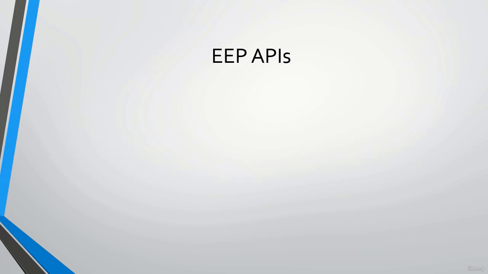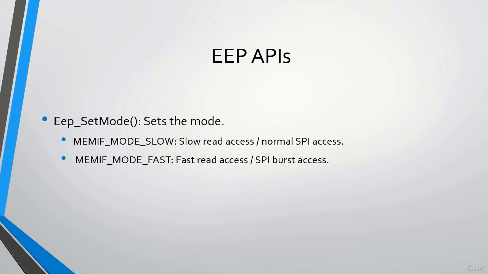Now let's look at the APIs that are available in EEP. Again, the normal read-write APIs will be there, but let's look at some more that are of interest. The first one is EEP set mode, and again it helps us use the fast mode and slow mode that are available. Slow read access means normal SPI access, and fast read access means we'll use SPI burst access, provided we have support in the hardware. Those can be set using the EEP set mode API.